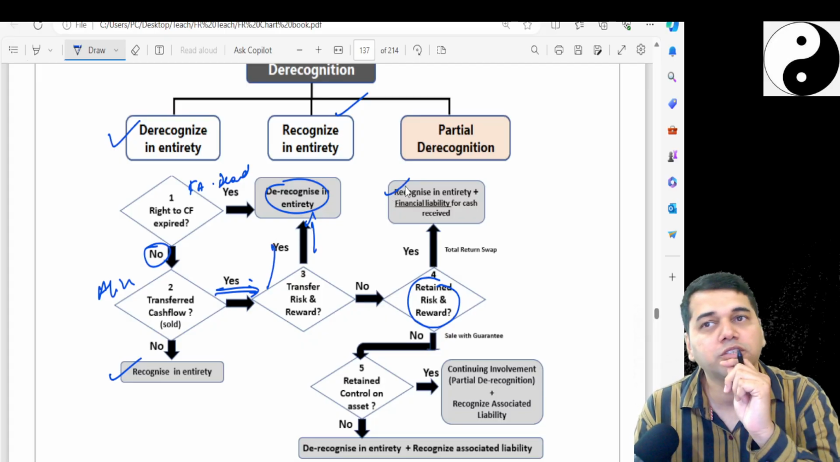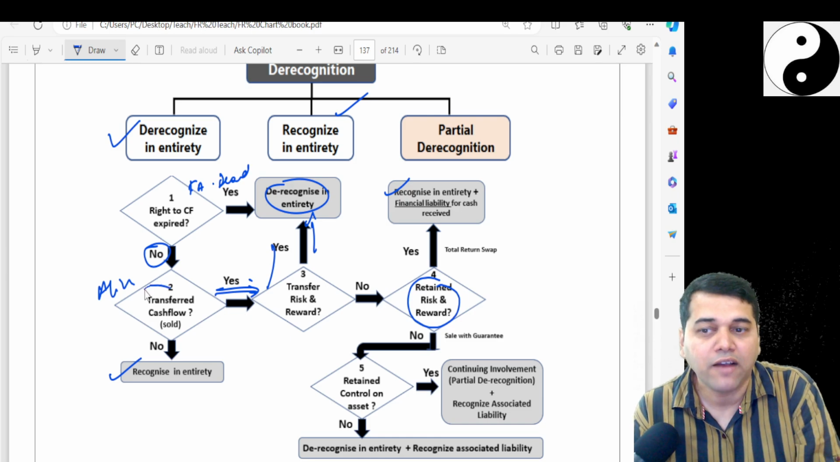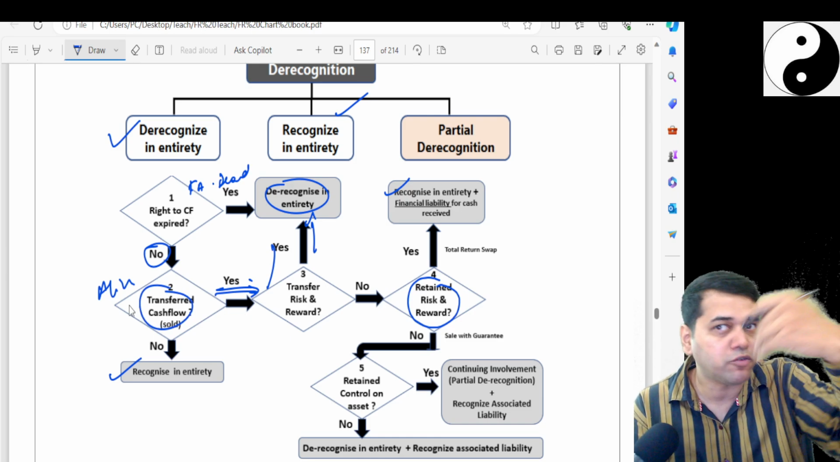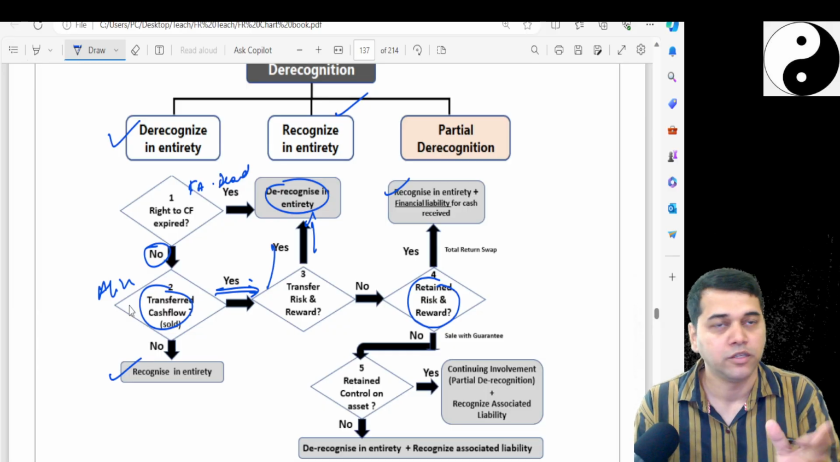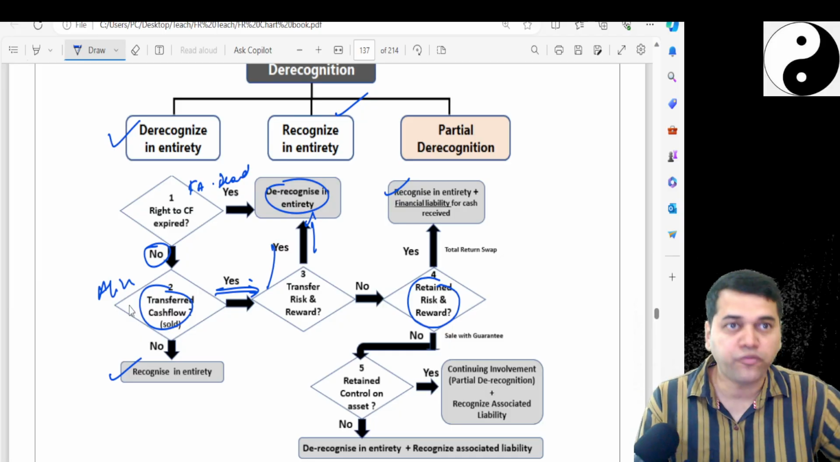Then you'll ask me one question, sir, if I recognize fully, I have already transferred it. That means I must have got cash. What to do with that cash? What accounting entry should I pass? You are telling me two financial asset don't do.